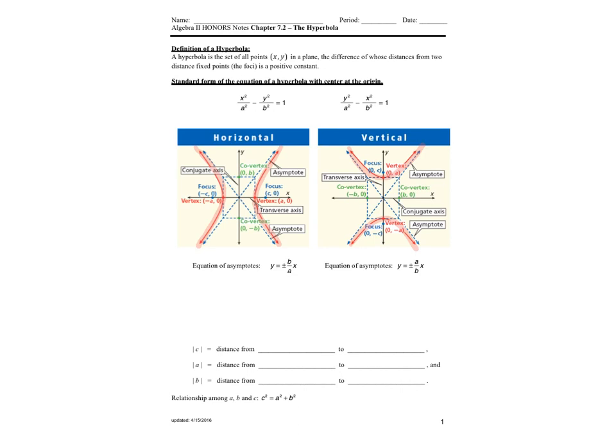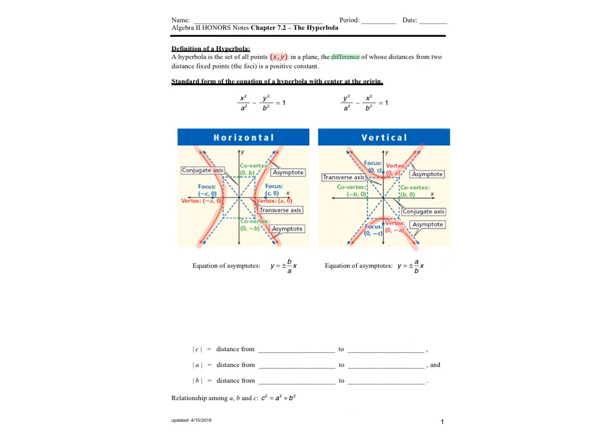So the definition of a hyperbola reads very similarly to the definition of an ellipse. There's one key difference though. Where we saw sum in the definition for an ellipse, we see the word difference for a hyperbola. So it's the set of all points x, y in the plane, the difference of whose distances from those two special focus points is some positive constant.